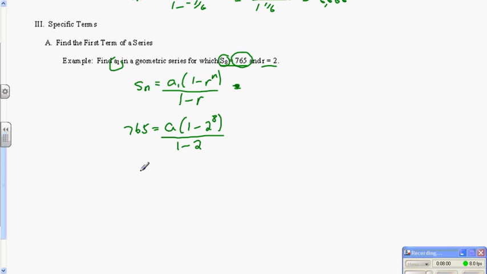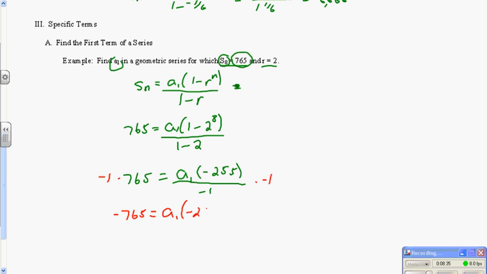This will give us 765 equals a sub 1 times 1 minus 2 to the 8th, which is negative 255. Again, we have to take 2 to the 8th first. We divide by negative 1. So to solve this, multiply both sides by negative 1. We get negative 765 equals a sub 1 times negative 255. Divide by negative 255, and a sub 1 will give us 3, which is our first term. This ends lesson 11.4.